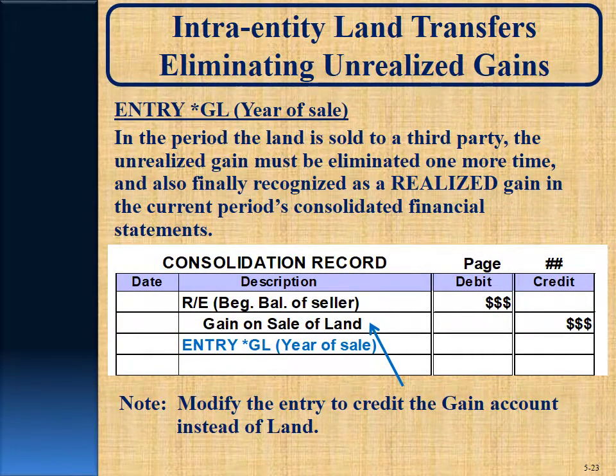So in the period the land is sold to a third party, the unrealized gain must be eliminated one more time and also finally recognized as a realized gain in the current period's consolidated financial statements. So we're still going to debit retained earnings, but we'll be crediting gain on sale of land in consolidation. So the individual companies will be fine. That will be a consolidation journal entry in the year of sale, and then it will now be shown as a gain on the sale of land. And you will see that at the top of page 222.